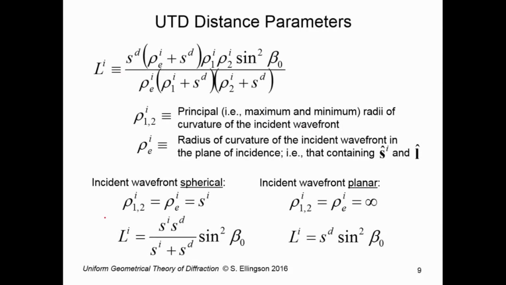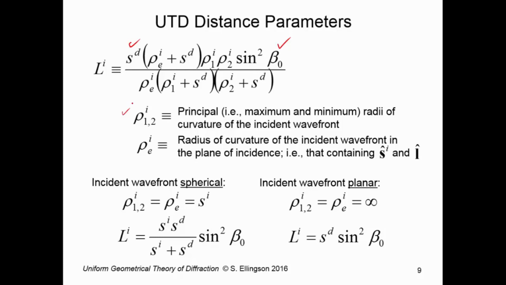Okay, so there are 3 UTD distance parameters. The first one, L super I, is defined as shown here. S super D, of course, is the distance from the point of diffraction to the field point. Beta naught, we've already explained, that's the angle between the incident ray, or the diffracted ray, and the edge tangent. So that we've already described. What's new here are these parameters rho super I sub 1, 2. These are the principal radii of curvature of the incident wavefront.